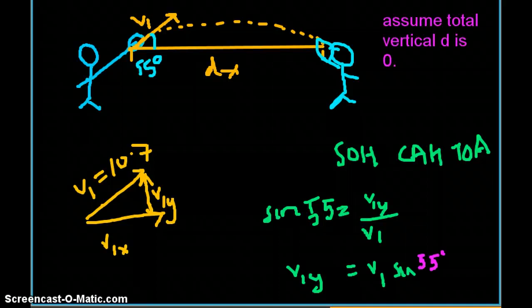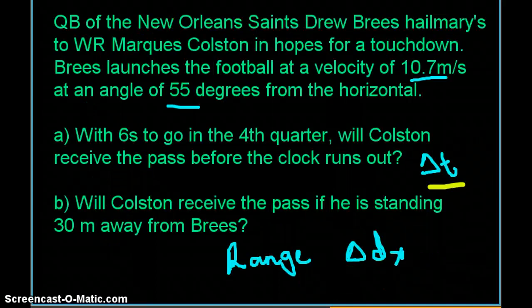So although it asks will Colston receive the pass if he's standing 30 meters away from Brees, what we really want to find out is, okay, how far does the football actually go? Then when we get that answer, if it does go 30 meters, we can say yes, Colston will receive the pass because the football covers 30 meters. But if it goes more or less, we can say no, he doesn't receive the pass because it's either beyond his reach, it falls before him, or it falls behind him.